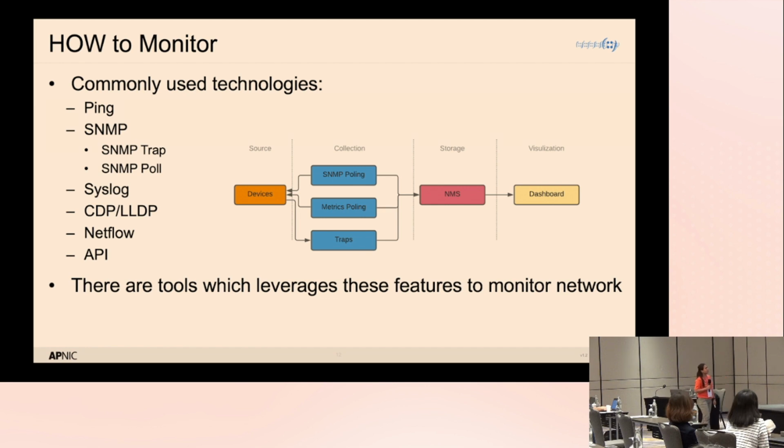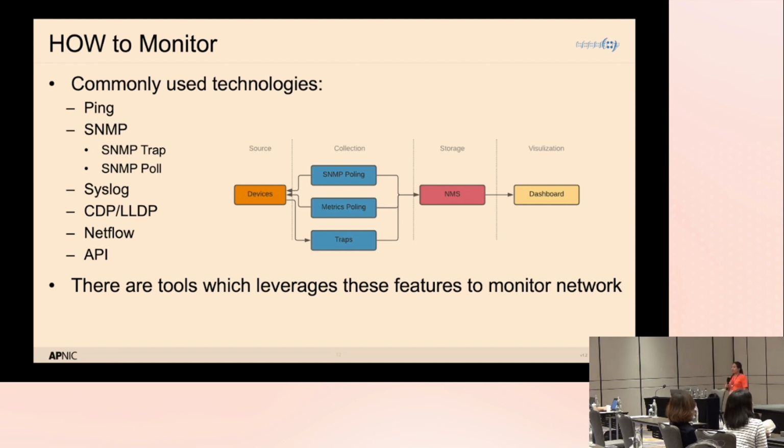So how do we monitor them? We've talked a little bit about these technologies earlier, so listing them down here again. Ping, SNMP, syslog, CDP or LLDP, NetFlow, and API are just some of the tools that are available. There can be more. We need to be able to leverage these available tools, and make sure that the monitoring tools or systems that we have actually support the majority of these technologies.